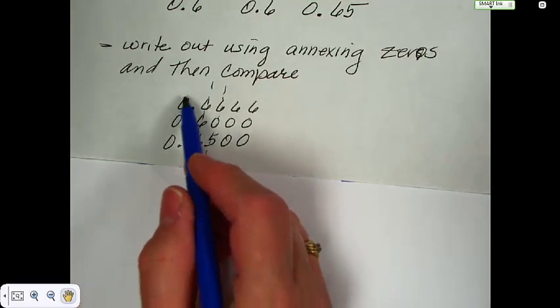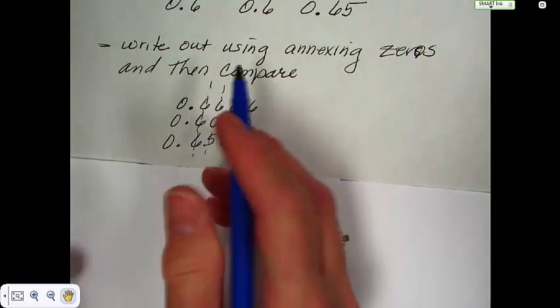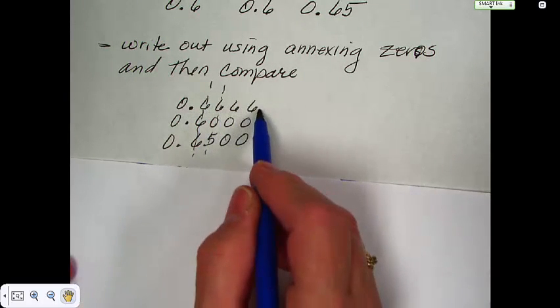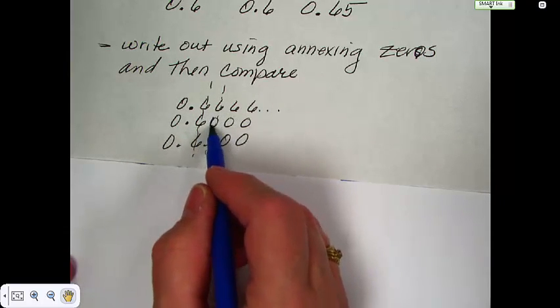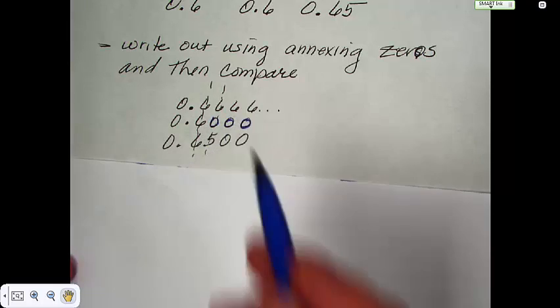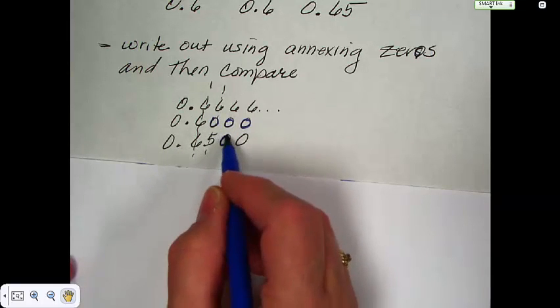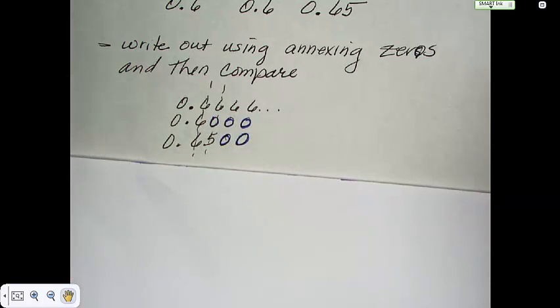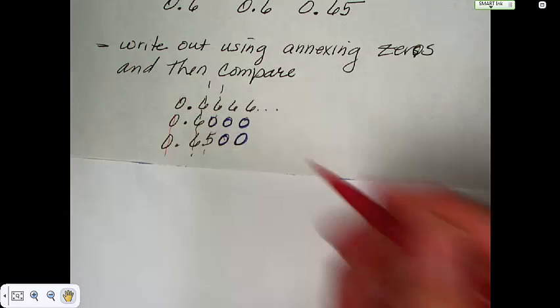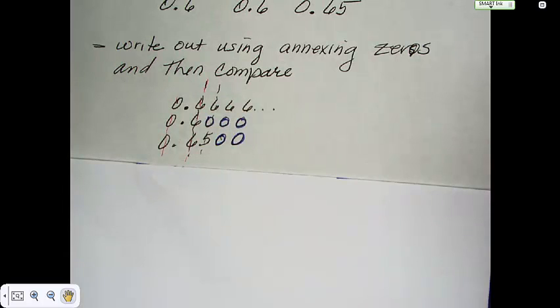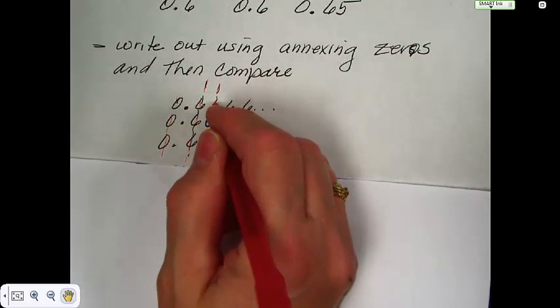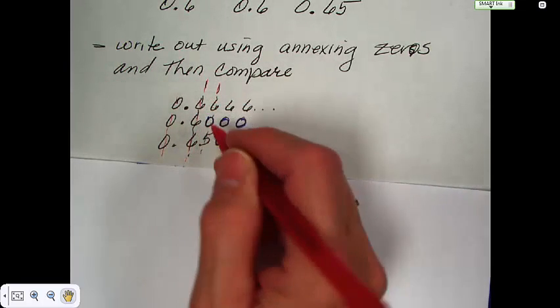Okay, so now I have 0, 0, 0. That's nothing there. I've got 6, 6, 6, 6, 6, and of course that goes on forever and ever. I've got 0.6 with 3 annexing zeros, and I have 0.65 with just 2 annexing zeros. I generally go out at least 4 decimal places just to make a good comparison. Okay, here we go. We have 0, 0, 0, 0. So that was all the same. We have 6, 6, 6, 6, 6, 6. That's all the same. And then we get to this one. And we have 6, and then we have 0, and then we have 5.